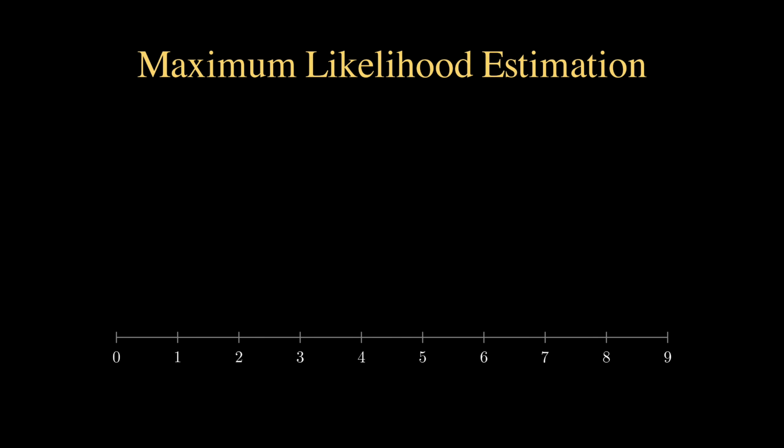You've collected some data, a handful of measurements scattered along a number line. You believe they came from a normal distribution, but which one? There are infinitely many normal distributions out there, each with a different center and spread. So how do you find the right one?